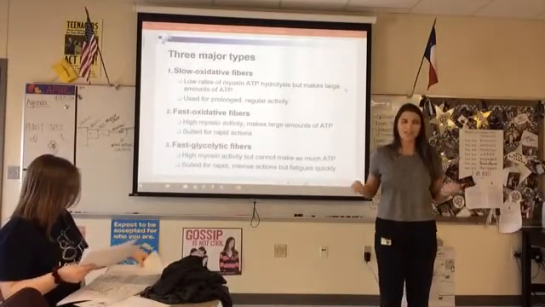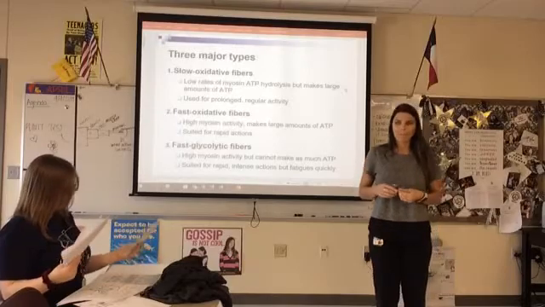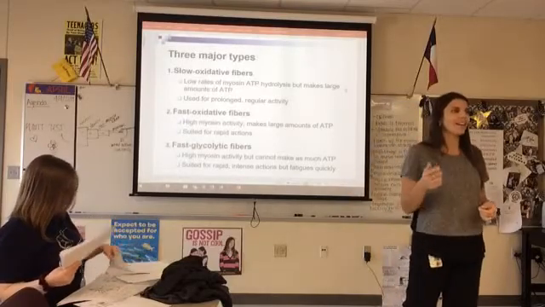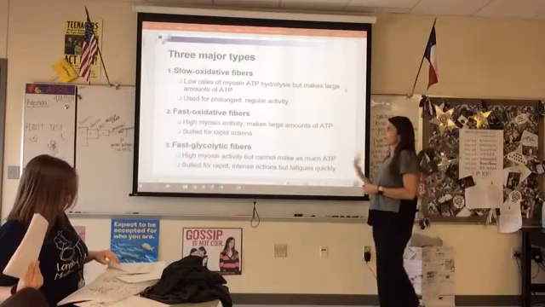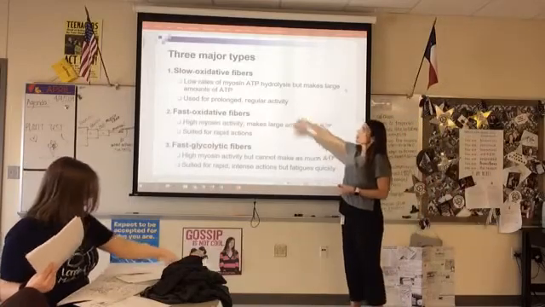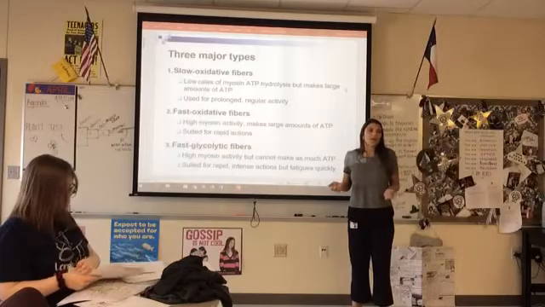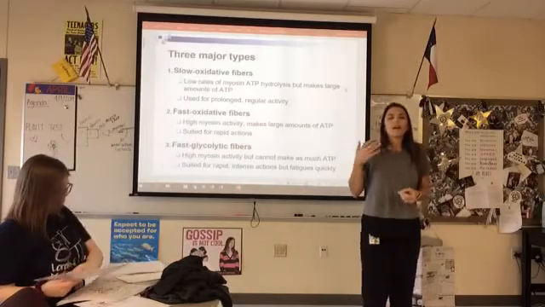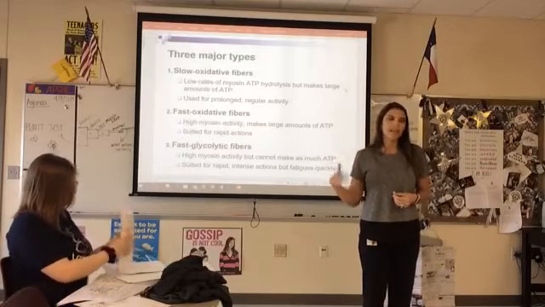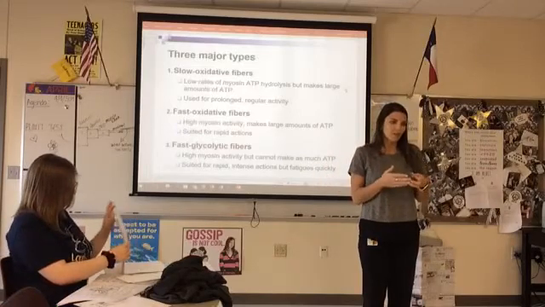What do you think the difference is? One is slow and one is fast. I'm really digging this straightforward naming system. So the slow ones have a low rate of myosin activity. So the ATP level, there's still ATP. ATP is there and we're constantly making ATP. It's not like you just have this much ATP.